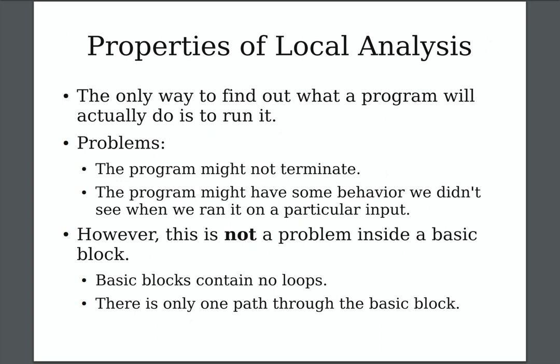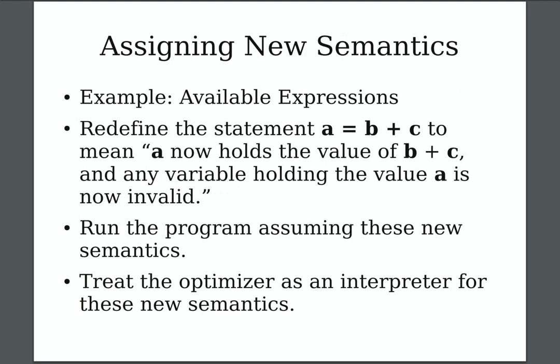So for local analyses, this isn't so much of a problem. Remember, there's no branching in or out, there's no loops, there's no conditions. So the basic block will always terminate. It's much easier to be able to run it on all possible inputs. But for a control flow graph, you may have looping behavior, you may have non-termination, and so this is what global analysis will do for us. But first, let's take a look at what it means to redefine the semantics of our programming language.